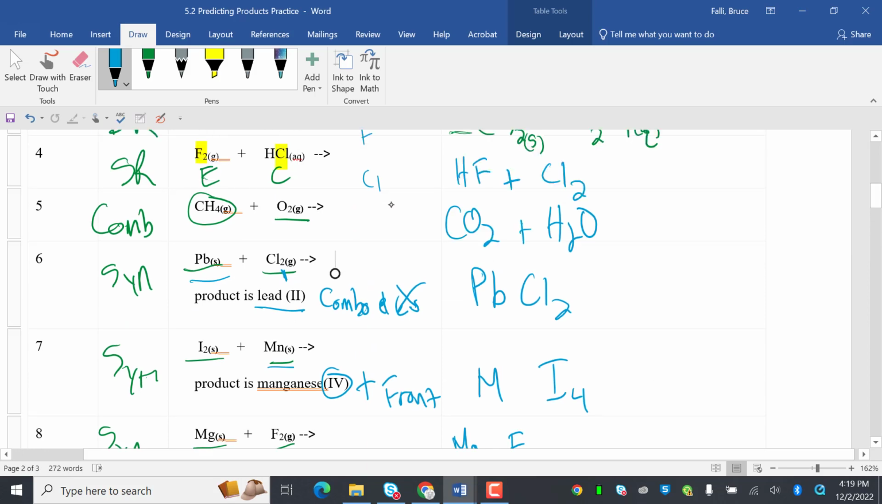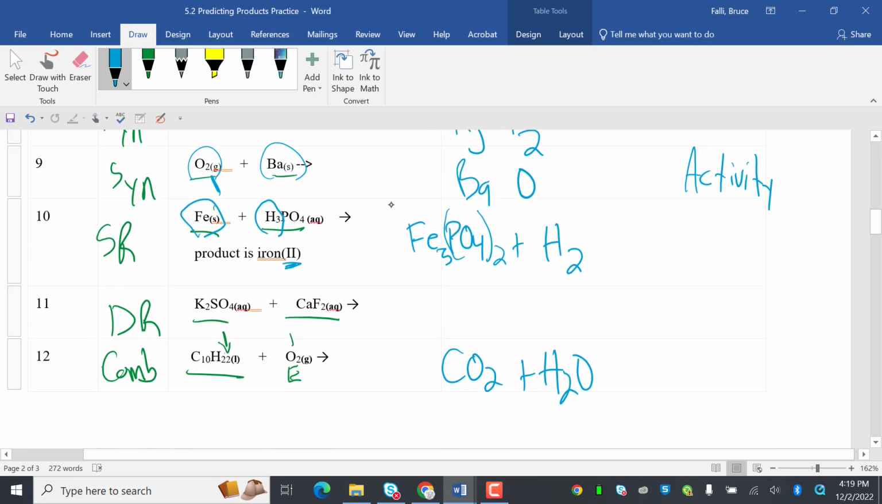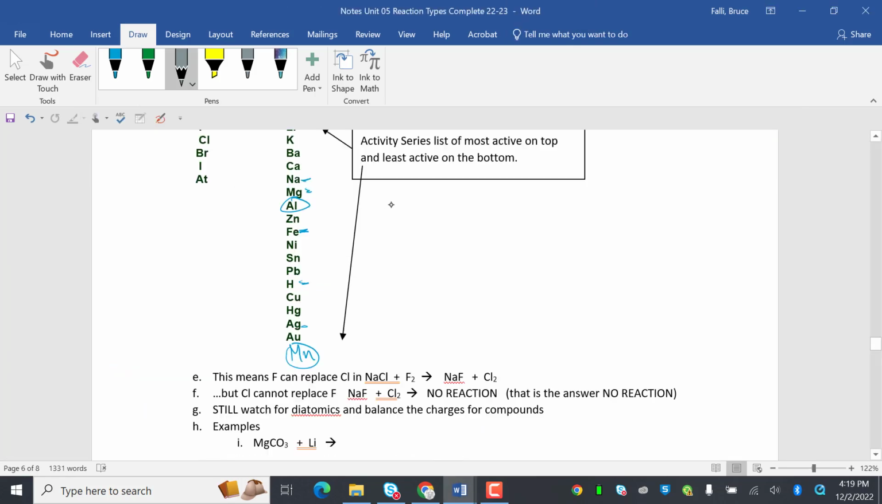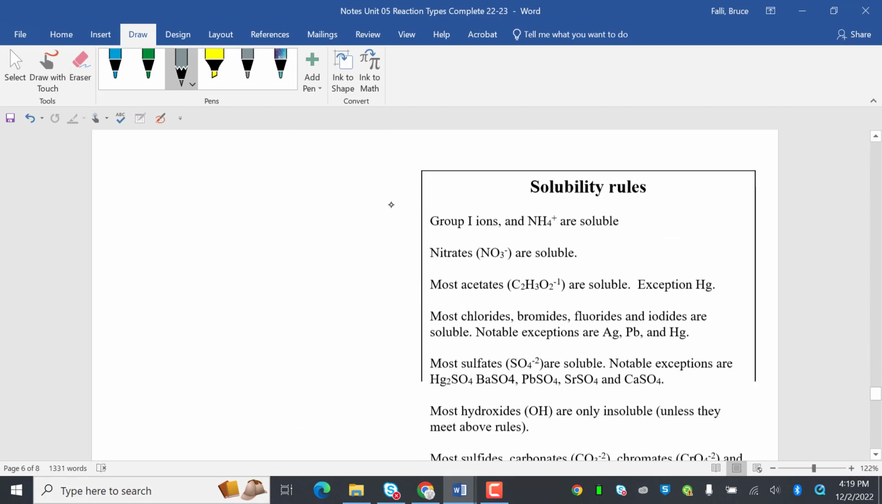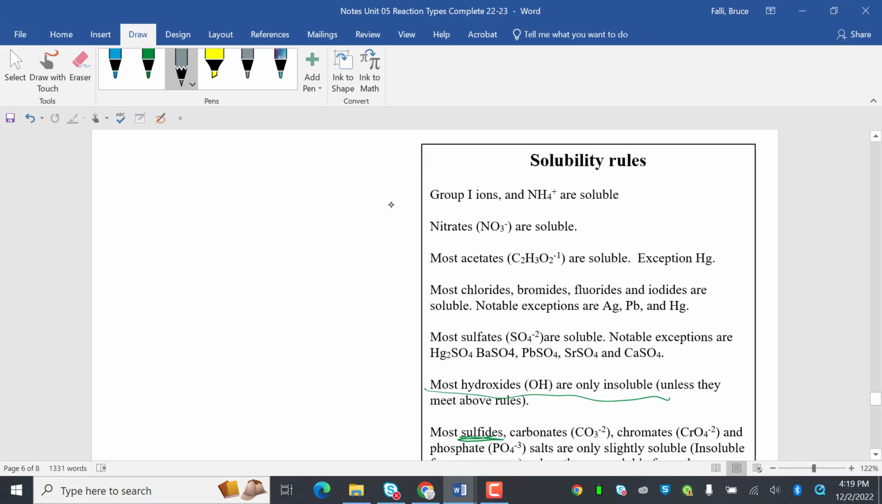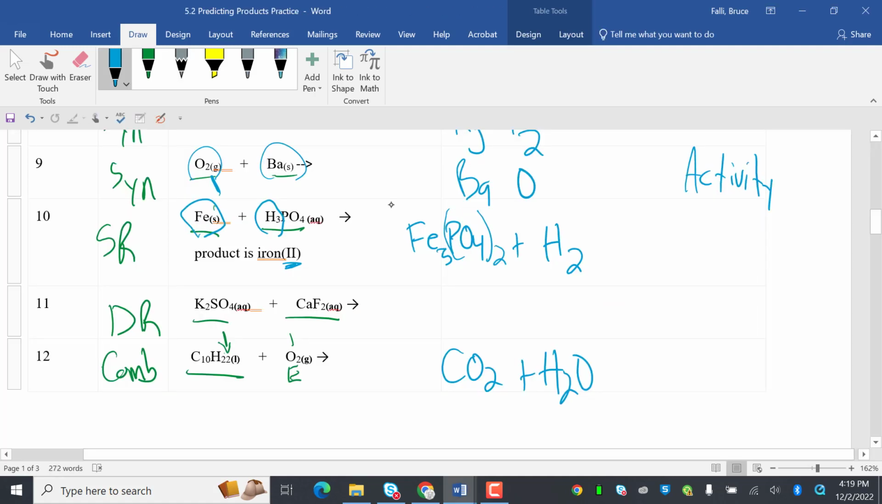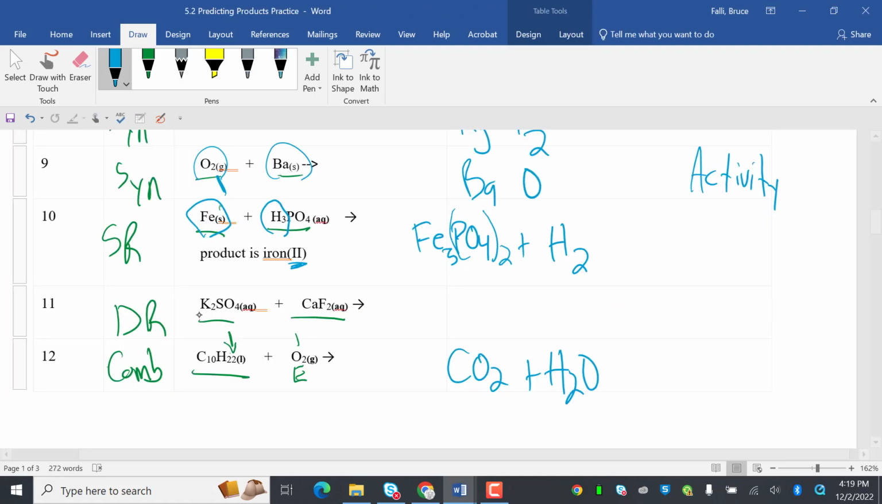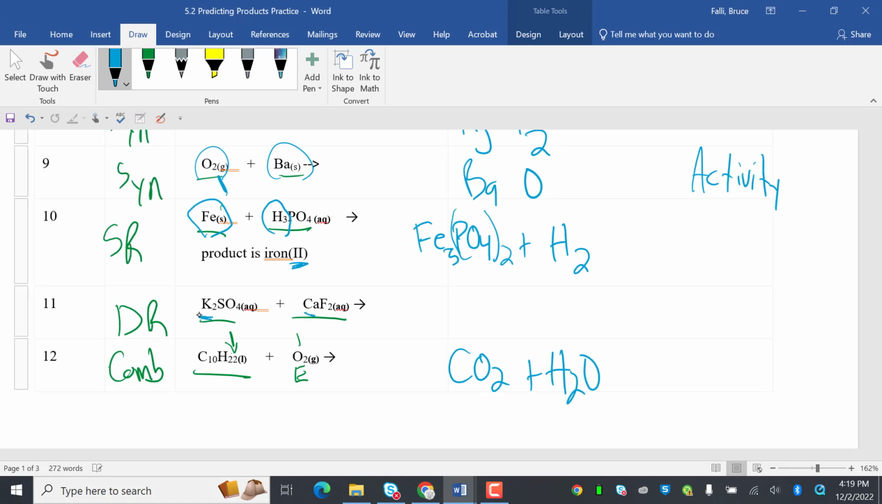Where are we? What's up next? Ooh, it's double replacement time. Get ready with your solubility rules. Here they are. I want to emphasize that knowing that group 1 ions are soluble makes the world a happy, happy place. Okay, double replacement. I'm going to focus on the first dudes swapping places.